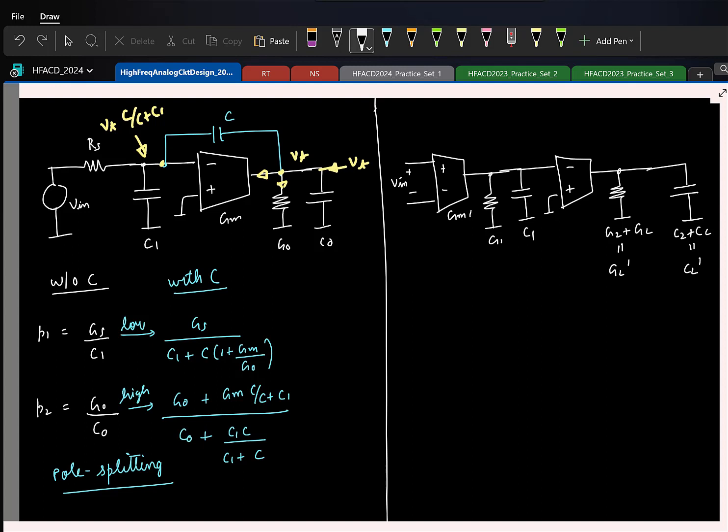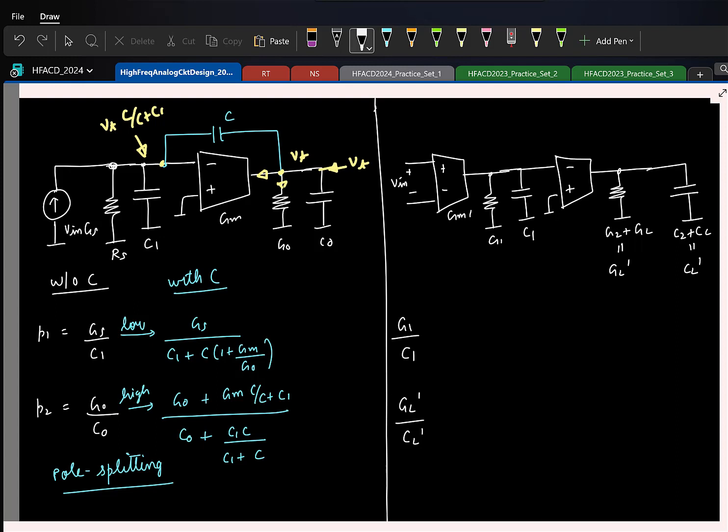So this is a two-stage OTA, and here once again, if you don't do anything, the poles are at G1 by C1. Once again, we want to shift them far apart, and if you see here, I have a voltage source in series with a resistor. I can convert it to a current source in parallel with the same resistor. So first let me do that. If I do that, I'll have the current source. What will be the value of the current source? V in by Rs, I'll write as V in times Gs. And then you have the same resistor.